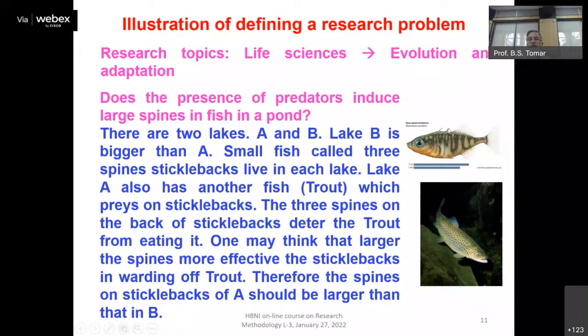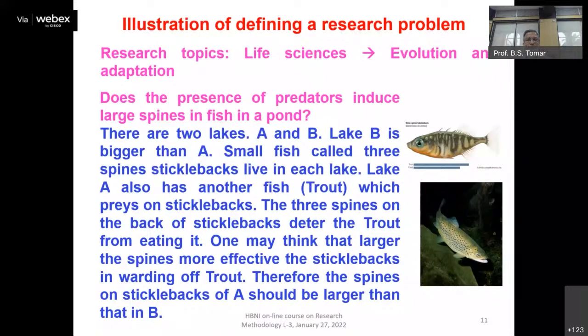This one has three spines. They are called sticklebacks. They live in both the lakes. And lake A has another fish called trout. It's like a salmon, which preys on sticklebacks. So one of the lakes has got the predator, trout, and the other one does not have the predator.